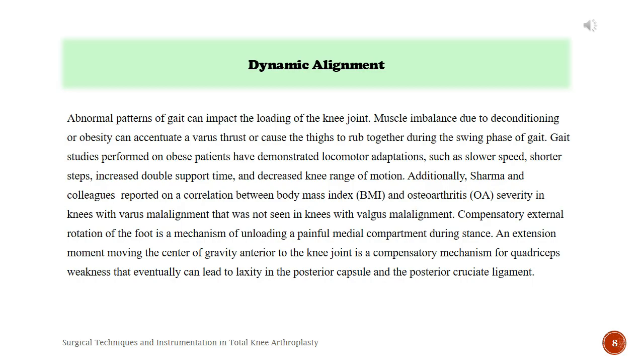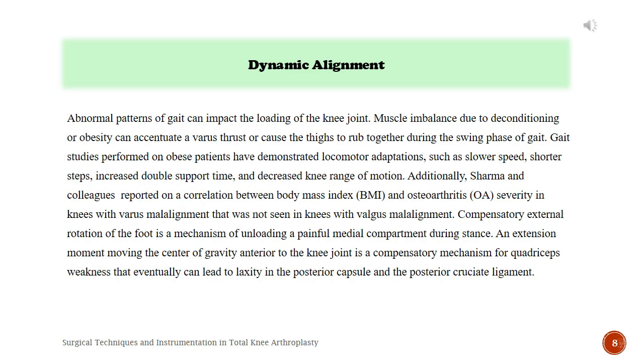Gait studies performed on obese patients have demonstrated locomotor adaptations, such as slower speed, shorter steps, increased double support time, and decreased knee range of motion. Additionally, Sharma and colleagues reported a correlation between body mass index, BMI, and osteoarthritis, OA, severity in knees with varus malalignment that was not seen in knees with valgus malalignment.